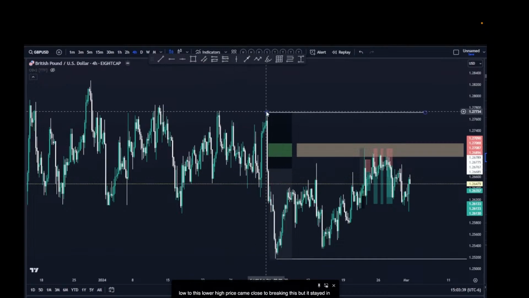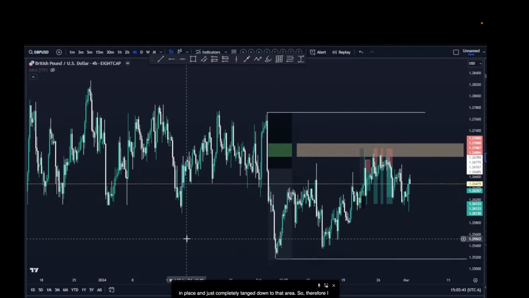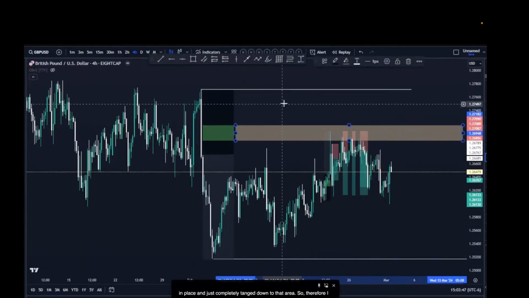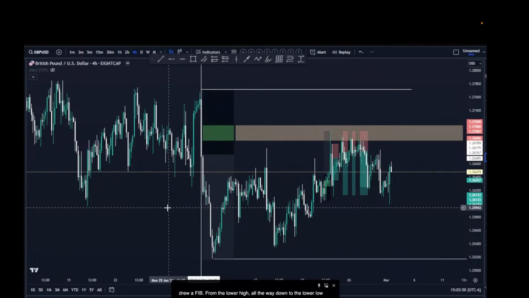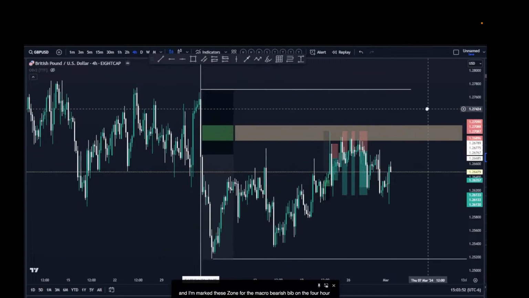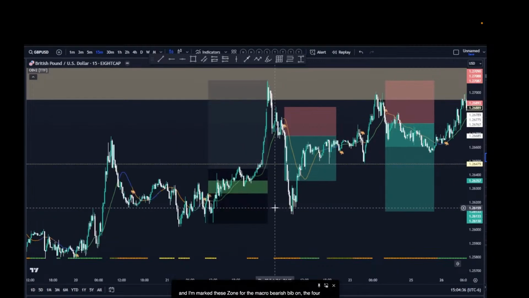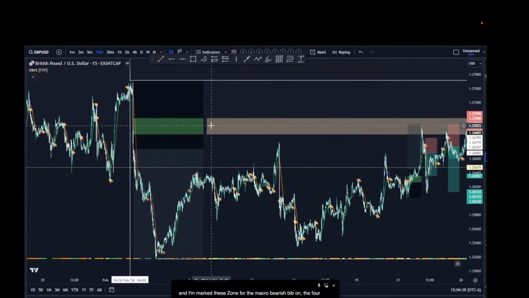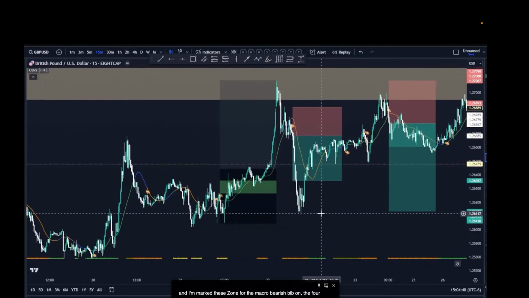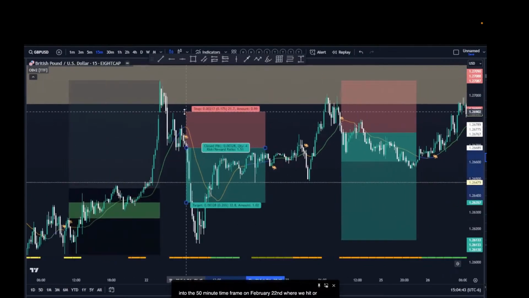So therefore, I drew a fib from the lower high all the way down to the lower low, and I marked the zone for the macro bearish fib on the 4 hour time frame. Just extend that zone out so we could see. So coming to the 15-minute time frame on February 22nd, where we hit our macro 4 hour retracement, I would consider this as a pretty good stop loss.